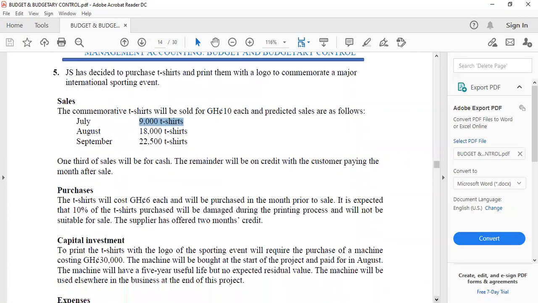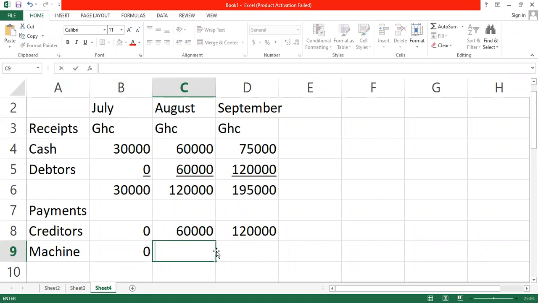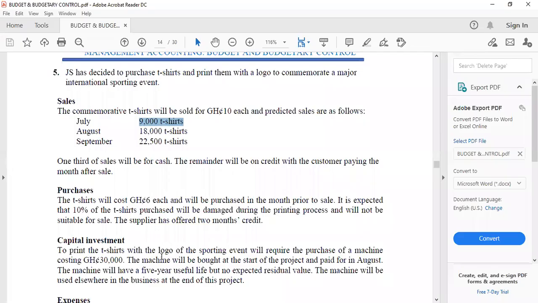Let's come to the capital investments. We are going to buy a machine costing 30,000. When will the money be paid? So which one are we doing, the expenses? We are doing the capital investment. To print the t-shirt with the logo of the sporting event, we require the purchase of a machine costing 30,000. The machine will be bought at the start of the project and paid for in August. So we paid the 30,000 in August. We are okay with that one.